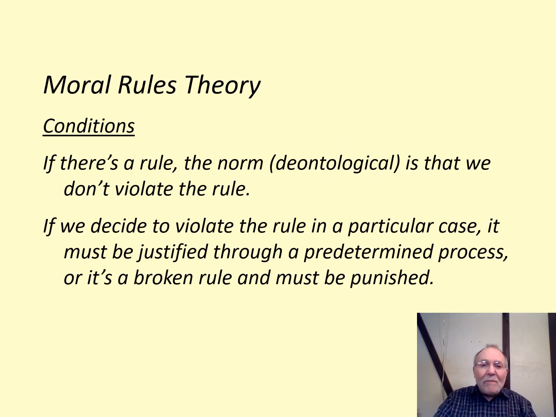Here's the condition. If there's a rule like don't kill, like don't cause pain, the norm is that we don't violate the rule. That's what makes it deontological. We follow norms of behavior. But if we decide to violate the rule in a particular case, it must be justified through a predetermined process, or it's a broken rule and it must be punished.